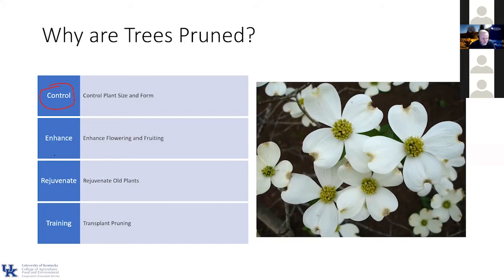Another reason that we prune landscape trees is to enhance flowering or fruiting. Of course, if you have something like an apple tree or a pear tree, there's very specific methods that you'll use to prune those trees. We won't really get into the specifics of fruit trees today, but the general principles that I'll talk about today on pruning trees apply to fruit trees as well. And of course, if you have flowering trees, there's more specific times that you'll want to review of when you prune specific trees based on their flowering times, and I'll have a slide on that later in the presentation.